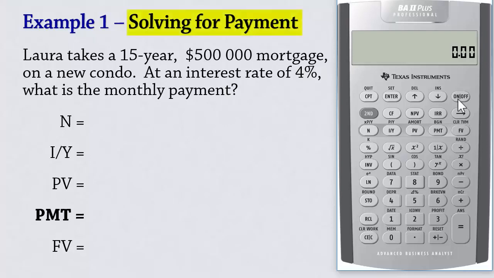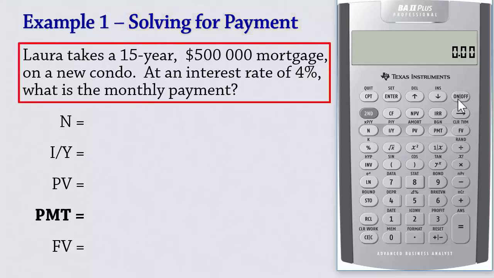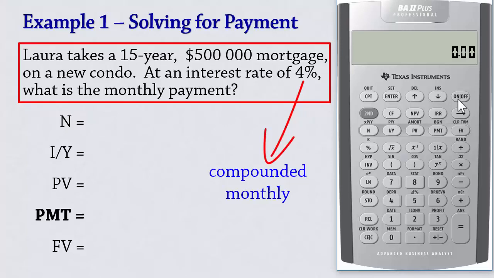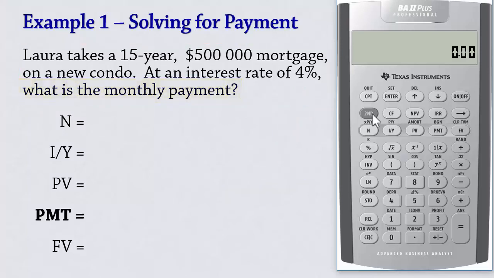Solving for payment. Laura takes a 15-year, $500,000 mortgage on a new condo. At an interest rate of 4%, that is compounded monthly, what is the monthly payment? So we begin by pressing Second, Clear Time Value of Money to clear previously done work. Since we have monthly payments for 15 years, there will be 15 times 12 payments, which equals 180 payments in total.